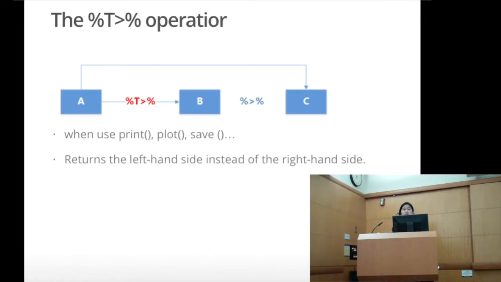So we're finishing with the first pipeline operator. Do you guys have any questions? Or do you understand what the forward operator does?